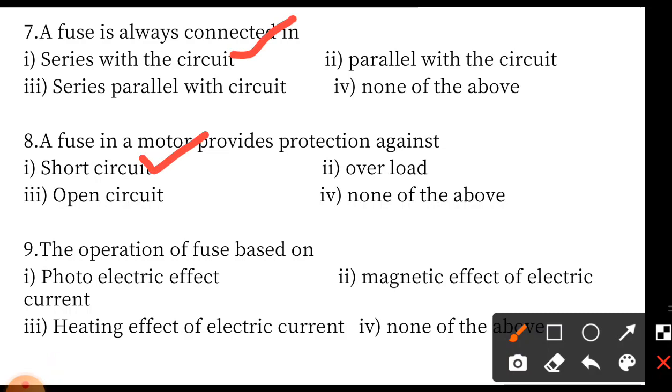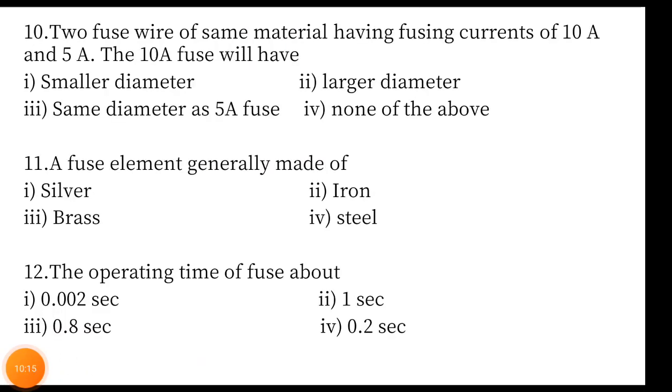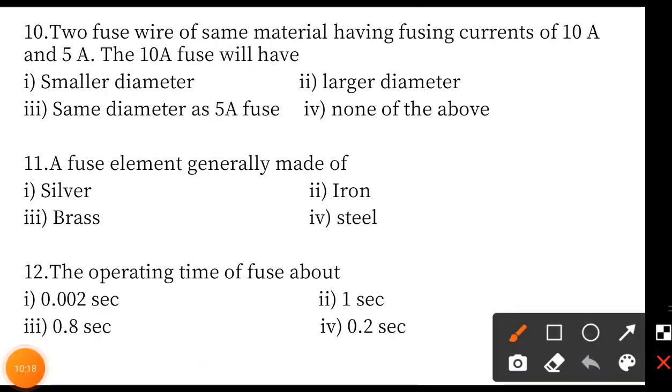The operation of fuse is based on photoelectric effect, magnetic effect of electric current, heating effect of electric current, none of the above. Here, heating effect of electric current is the basic principle. Two fuse wires of same material having fuse currents of 10 ampere and 5 ampere. The 10 ampere fuse will have smaller diameter, larger diameter, same diameter as 5 ampere fuse, none of the above.